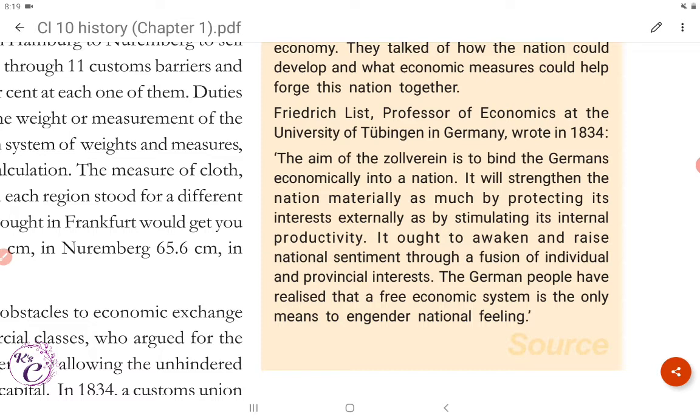It will strengthen the nation materially as much by protecting its interest externally as by stimulating its internal productivity. It ought to awaken and raise national sentiment through a fusion of individual and provincial interest. The German people have realized that a free economic system is the only means to engender national feeling."